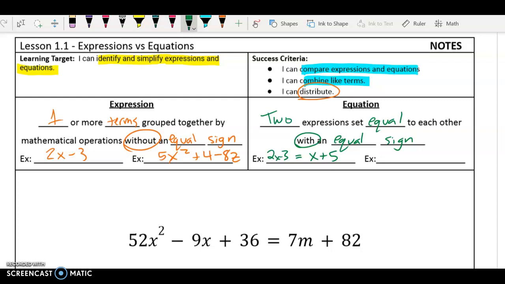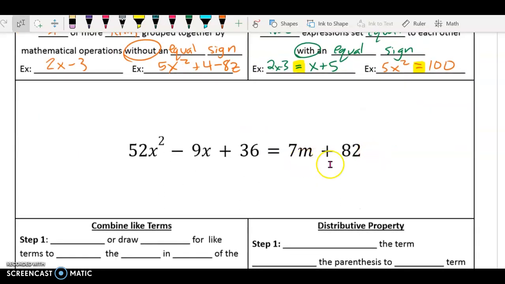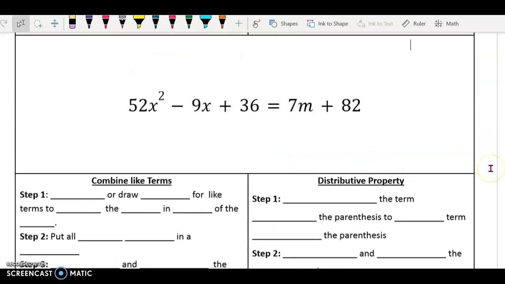In a little bit, we'll learn how to solve these, but for now, we just need to be able to identify what an equation is. It has an equal sign as opposed to an expression that does not. So another example of an equation would be 5x squared equals 100. Okay, we have an expression on the left, an expression on the right, and an equal sign in the middle. It is an equation. A few more vocabulary terms to note that we can look at on here. So remember what we just said, since it has an equal sign, the entire thing would be considered an equation.